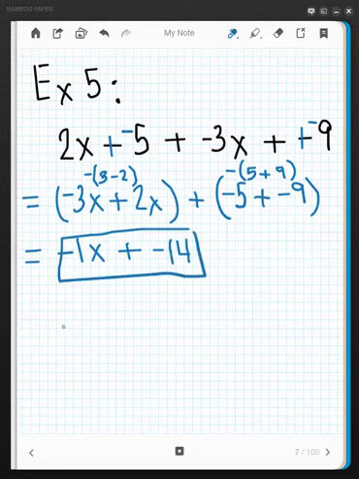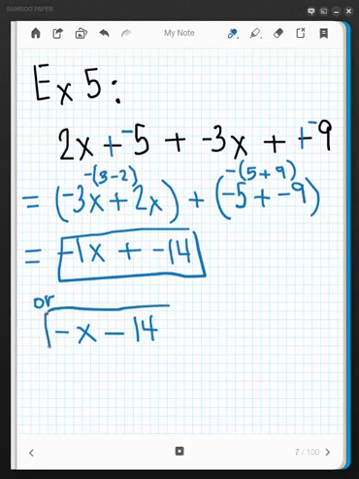I could box that and go, that's perfect. But as we get a little bit more advanced, first of all, a lot of times we won't see a 1 out there. We'll just see a negative x. And second of all, we don't like to see this plus and negative. Remember that plus and negative is the same thing as subtraction, so we'll work that backward a little bit and say minus 14. So the way we like to see this written is negative x subtract 14. And that's the way we see it as we get to be algebra students.